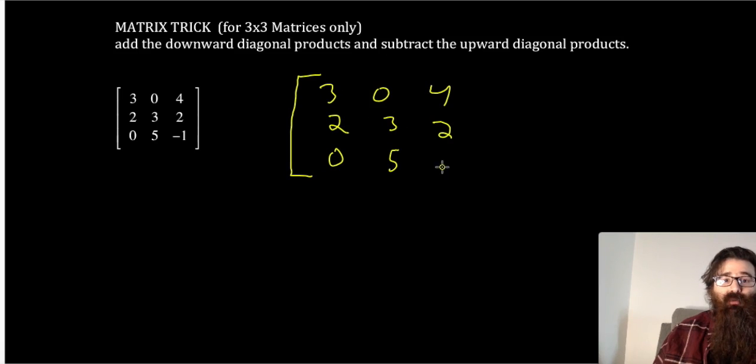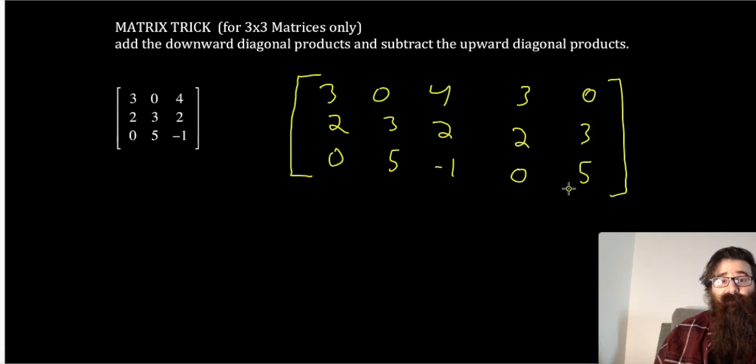And I haven't closed it off yet because what I'm going to do is rewrite the first 2 columns again. So 3, 2, 0 is my first column. Write it again. Second column is 0, 3, 5. Write it again at the end, just like I'm doing. And then now you can sort of close it off.